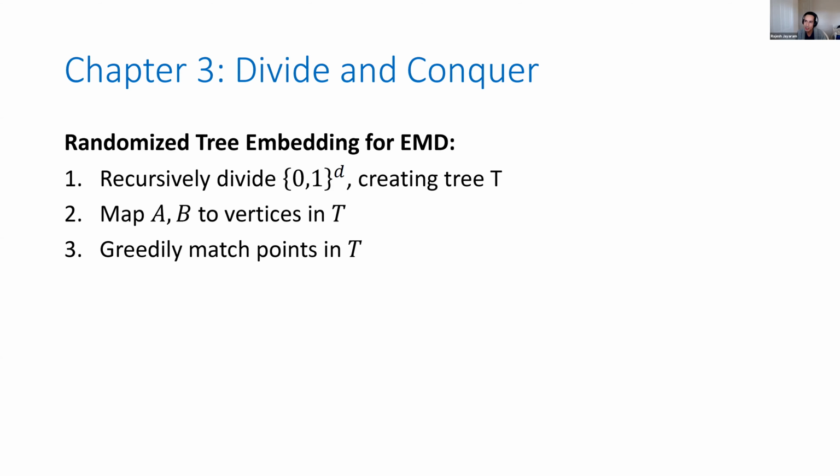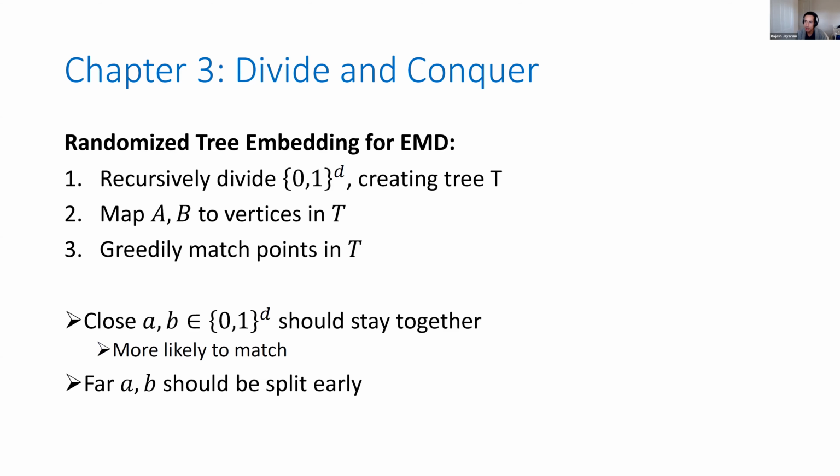But why is this maybe a good idea? The intuition comes from this line of work relating to locality sensitive hashing and things like this. The idea is that if I have points A and B, which are actually close in the hypercube, then they're less likely to be split up by one of these space partitions. So if they're less likely to be split up, we hope that they'll stay together longer down in the tree. And then when we do the matching, they'll be more likely to be matched together.